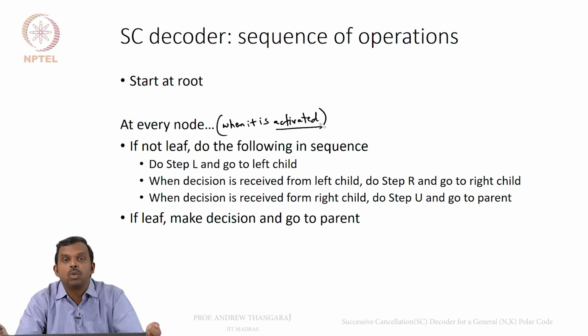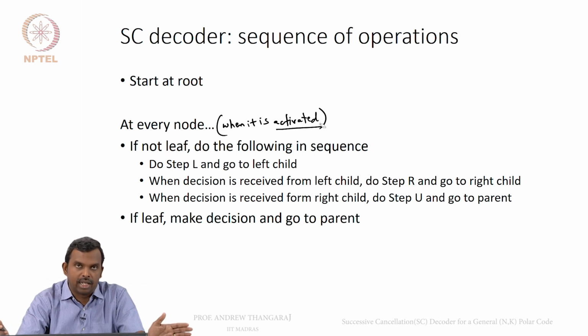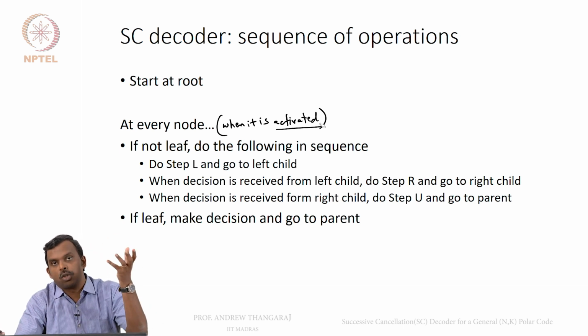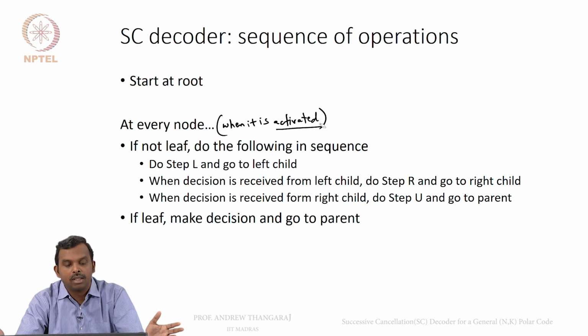When it does, it will do step R and it will go to the right child. The control will be given to the right child. So after that it can relax. There's nothing much to do. After that it can wait for the right child to get back its decision. Once the decisions come back from the right child, it does the step U and it goes to the parent. It hands over control to the parent and it's done. So it's a very, very simple operation for the node. It's very well defined and clear.